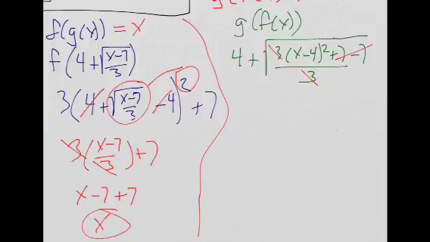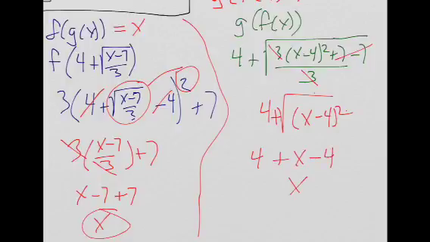Looking good. So I have 4 plus the square root of (x minus 4) squared. Half of your problems is just not copying things correctly. Let's go through this again. So this is going to be 4 plus, the square root and the square cancel, 4 plus x minus 4 is going to give me x. So once again, g of f of x equals x.